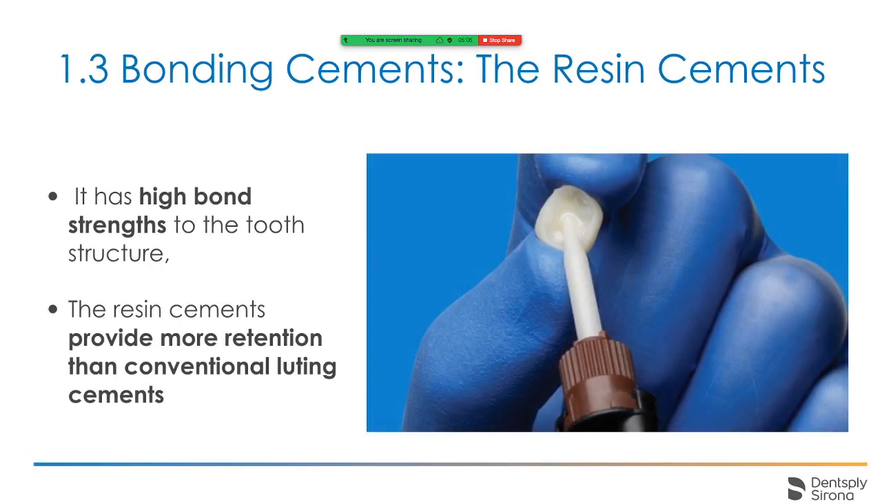For the resin modified cements, when we have a weaker restoration, we use resin cements. Okay, but now resin modified glass ionomer improves the weaknesses of conventional glass ionomers. Bonding cements, the resin cements, have high bond strength and provide more retention than conventional luting cements because of their high bond strength to the tooth structure. The resin cements provide more retention than conventional luting agents.